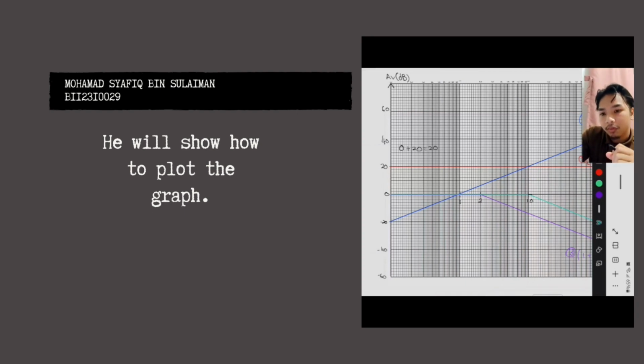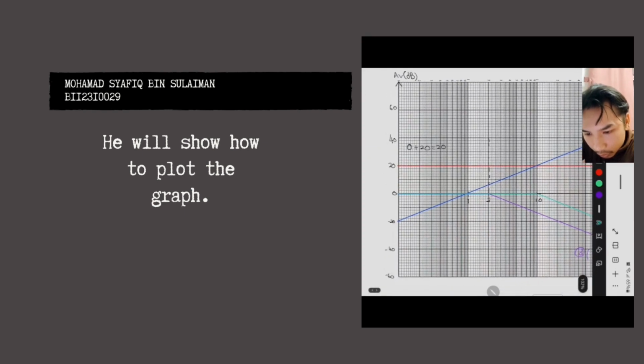So before we sketch the graph, we must identify that between 1 and 2 there is no change, which means the change starts from 2. So we must make our line to guide our slope. So the slope will be positive 20.